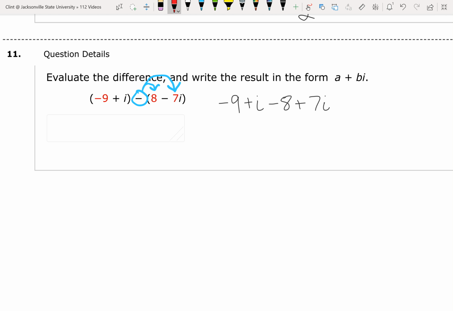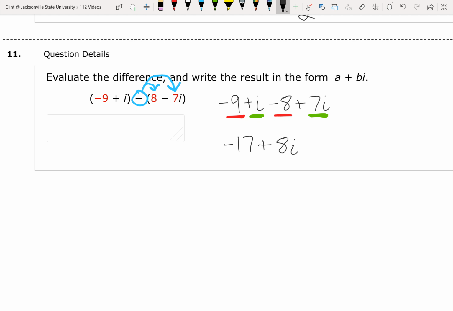Then we combine like terms, so the real part, the part without i, we have negative 9 minus 8. That gives us negative 17. Then if we look at the complex parts, the parts with i's, we have 1i plus 7i. So we get plus 8i.